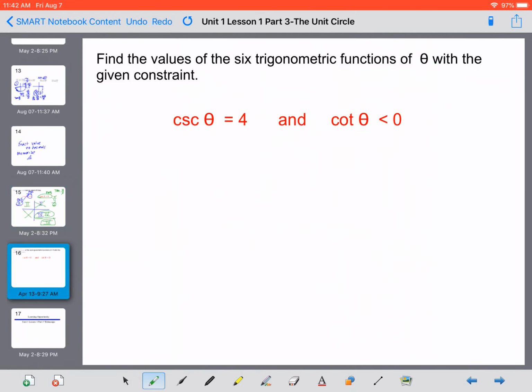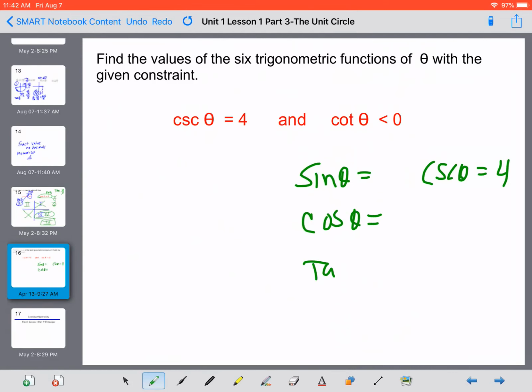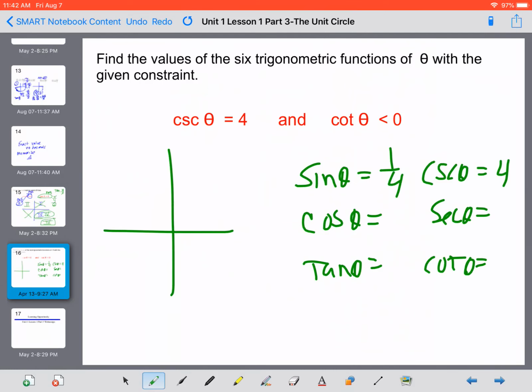And our last example, find the values of the 6 trigonometric functions of theta with the given constraint. Okay, the cosecant of theta is equal to 4. So let's do our little chart. We need to find out the cosine, the tangent, and we've got secant and cotangent. Well, we know the sine is 1/4, right? Because those are reciprocals. That means sine's positive. So that means this angle has to live in either the first or the fourth quadrant.